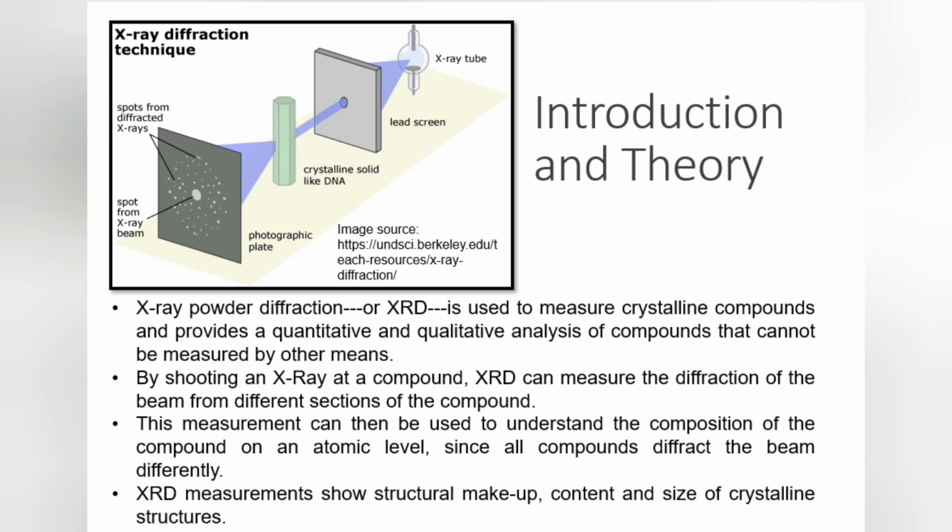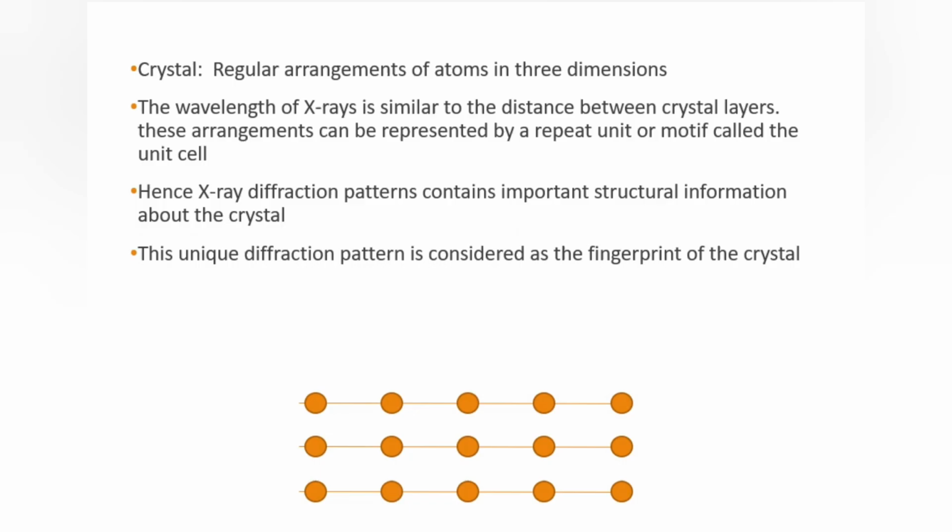So XRD can help you find out the structural makeup, structural elucidation, and also the size of the crystalline structures. Here, if you see the lines and the small circles, this is how crystals are built up of regular arrangements of atoms in three dimensions. These arrangements can be represented by a repeat unit or motif, which is called a unit cell.